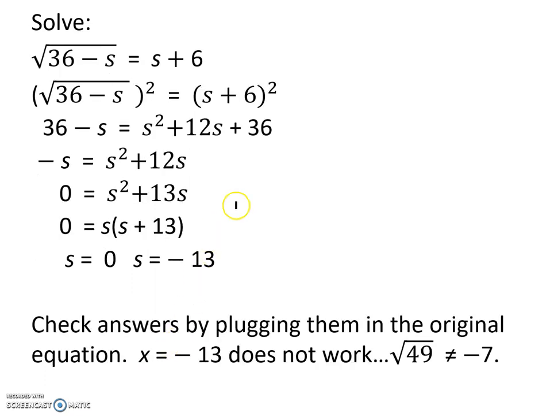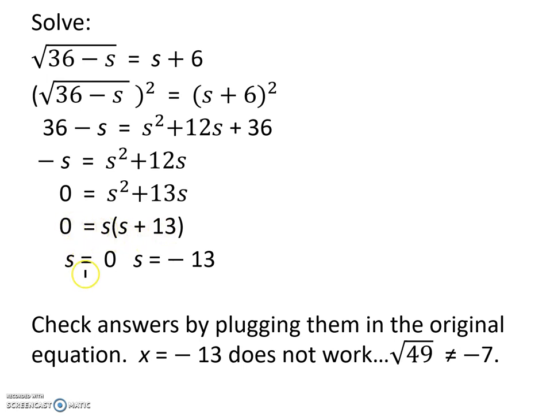Our next example is the square root of 36 minus s equals s plus 6. Squaring both sides, we get 36 minus s equals s squared plus 12s plus 36. Combining like terms, we have negative s equals s squared plus 12s. Taking the s over to the other side, we have s squared plus 13s equaling 0. Factoring an s out, we have s times s plus 13.